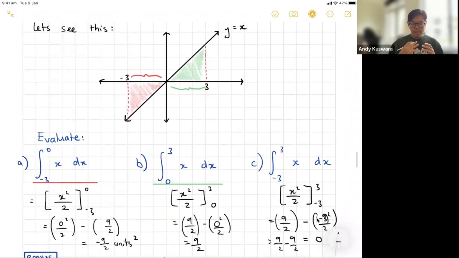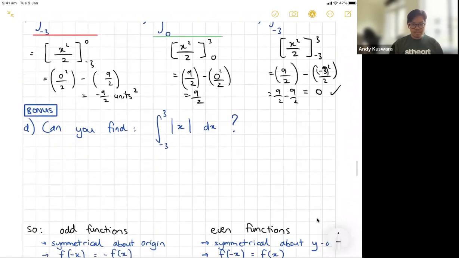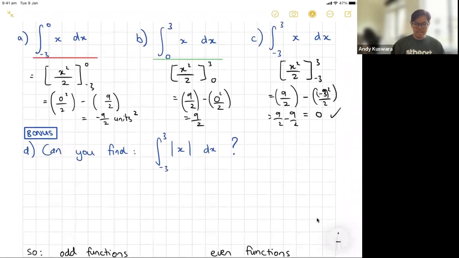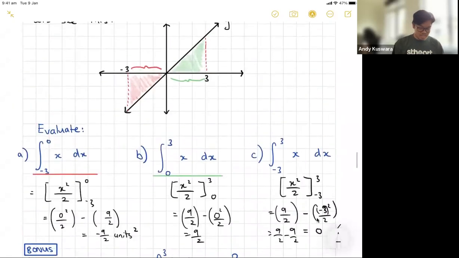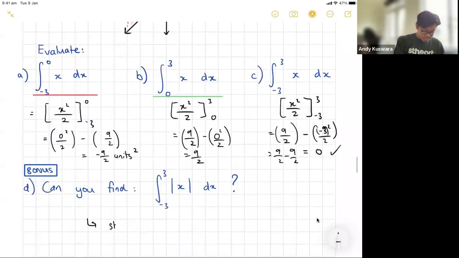Now, before I get into that, I'll leave you a bonus here. I'm wondering if you can find the integration between 3 and -3 of the absolute value of x dx. I'll give you a hint: sketch and draw. Okay.